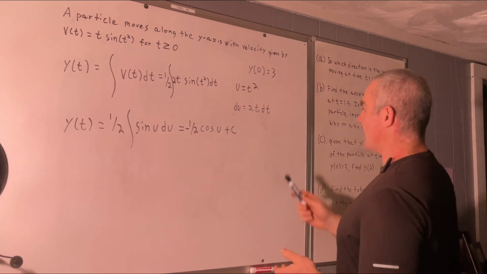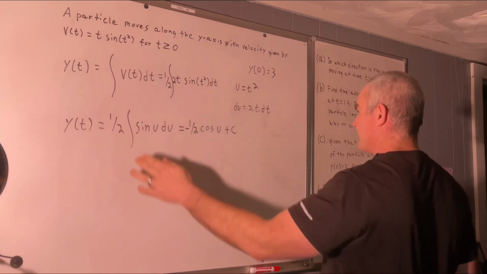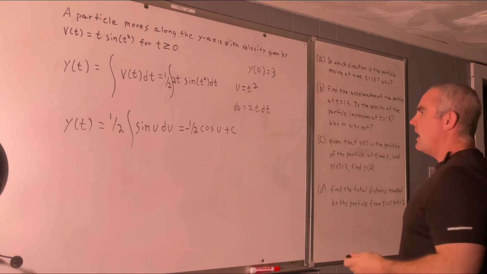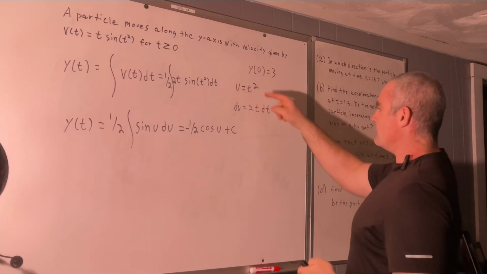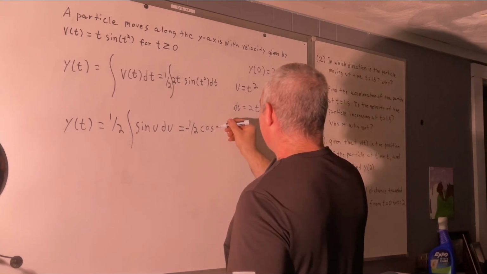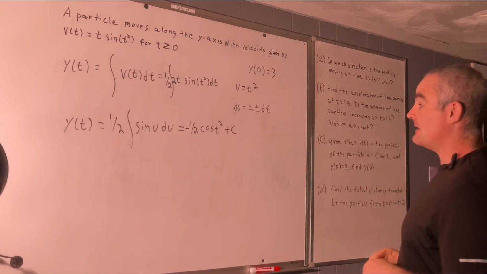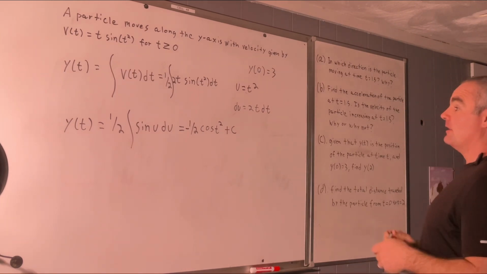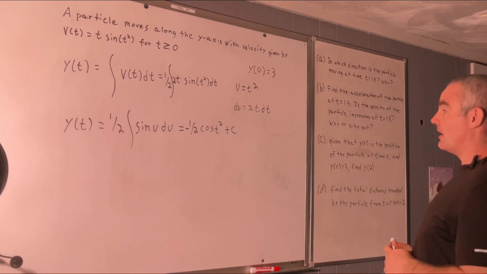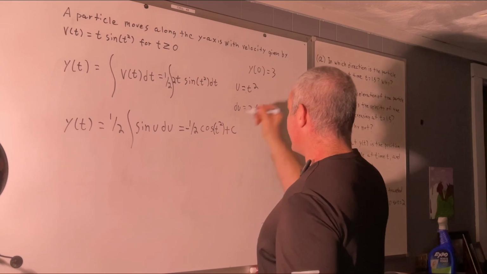And we're also not done because we want y in terms of t, but we have y in terms of u. But we know what u is. u is just t squared. So that's it. y of t is equal to negative 1/2 cosine of t squared plus c. And I'm going to put parentheses around that.